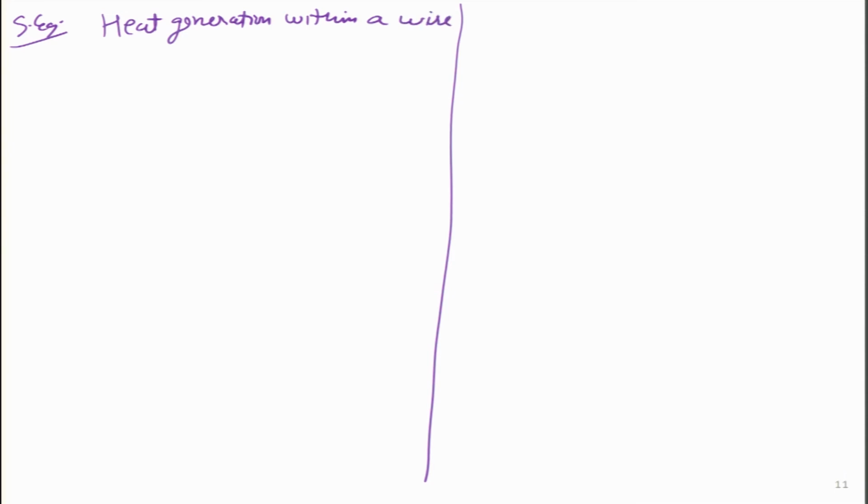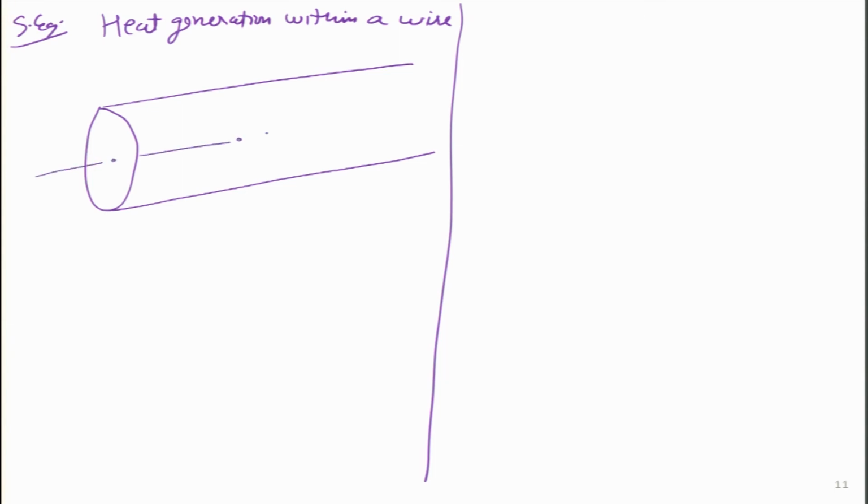So, this is an electrical wire. I will draw the zoomed in version of the electrical wire. In real life it is very thin, but it is cylindrical in shape. I will draw the center line as well, and I know the radius of this particular wire is R naught. So, this is a conducting wire. Some current is flowing through it. Let that current be I.